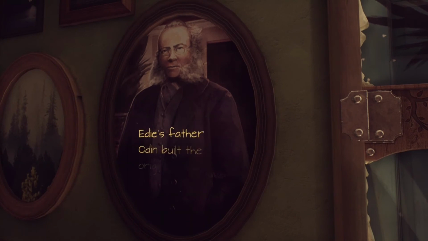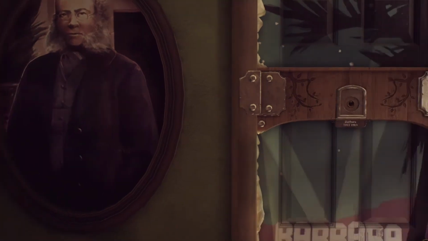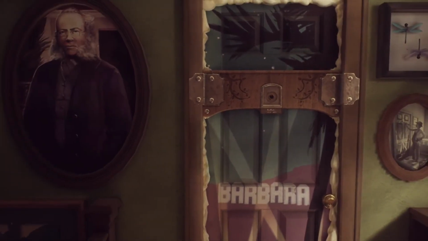"Edie's father, Odin, built the original house." Edie's father, Odin. Interesting name. I think if you know anything about your Norse mythology, you'll know who he's supposed to be, and I wonder how that ties into this.